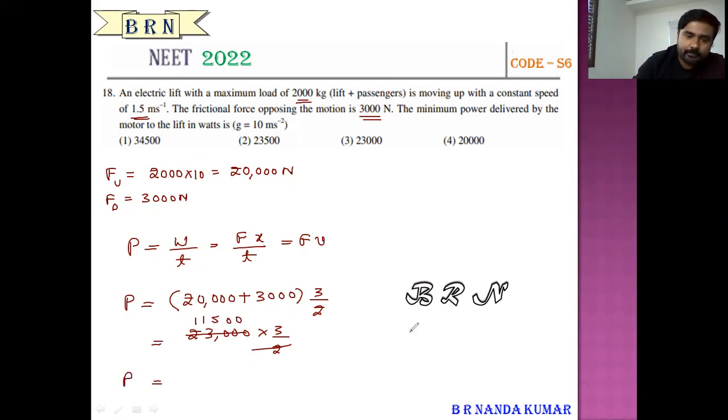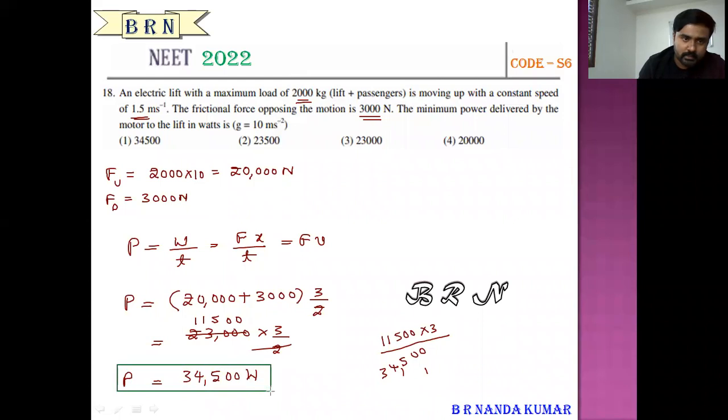So multiply ಮಾಡಿದ್ರೆ, 11,500 into 3 multiply ಮಾಡಬೇಕು. 5 into 3, 34,500 ಬರುತ್ತೆ. 34,500 watt. So it's the minimum power. Okay, the right answer, nodi, the right answer is option 1. The right answer is first option.